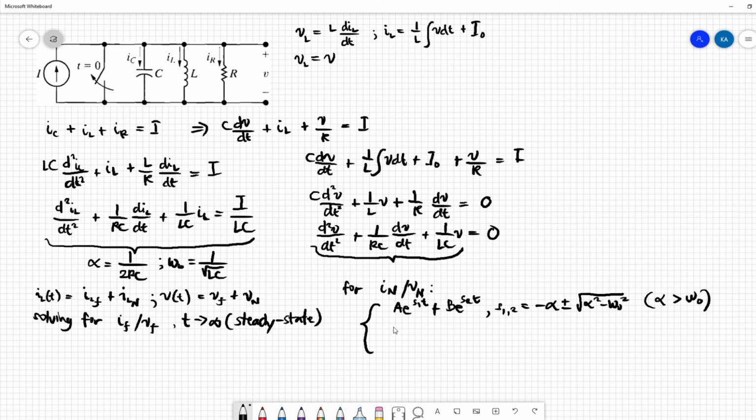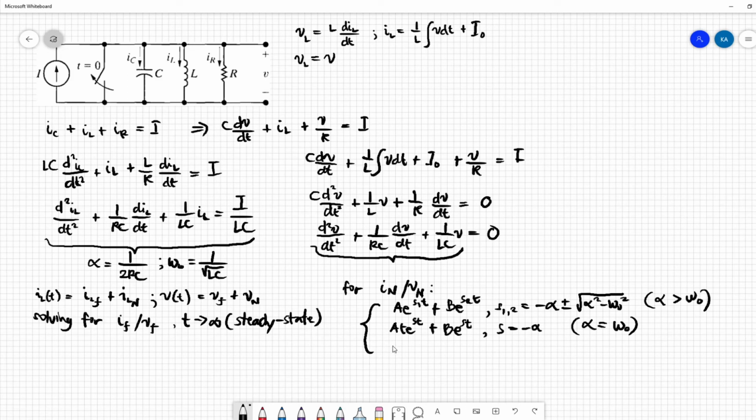Now the next case, we have A t e to the st plus B e to the st, where s is equal to negative alpha. In this case, alpha is just equivalent to omega naught, or this is the critically damped circuit.